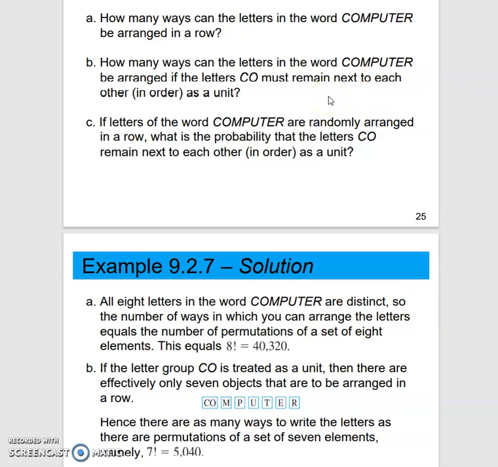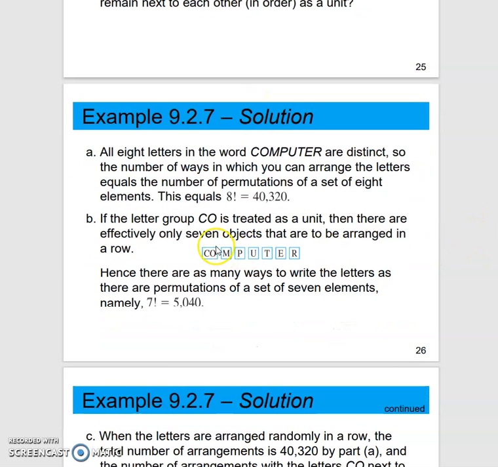Now let's say we're going to limit this a little bit. We're still going to rearrange them, but the letters C and O have to be together in that order. So in other words, we're going to treat that CO as essentially a single letter because we're not going to move it around. In which case, I get 7 objects total. So I'm going to do this as 7 factorial, which is 5,040.